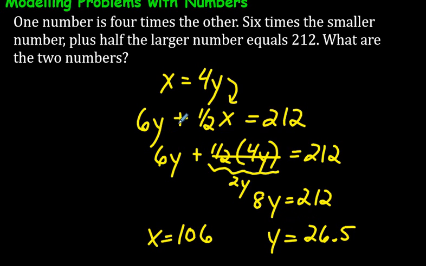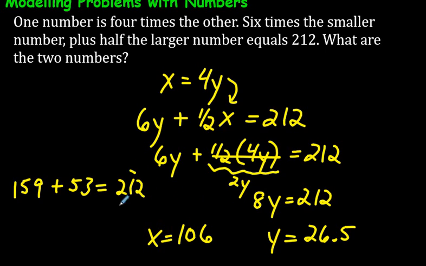Now if we wanted to check that using this equation down below, we could. 6 times 26.5, I'm using a calculator, is 159. And half of 106 is 53. So if we add these two up, 159 plus 53, we should get 212.